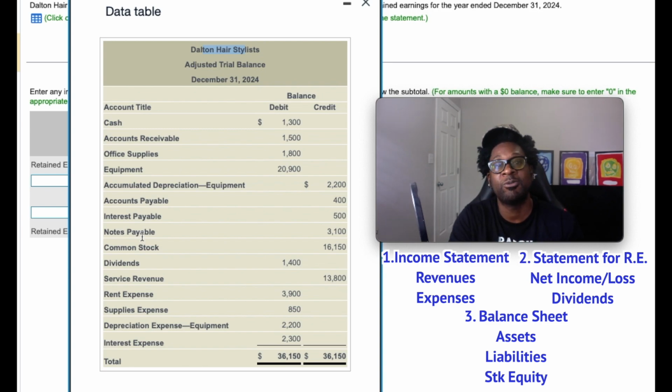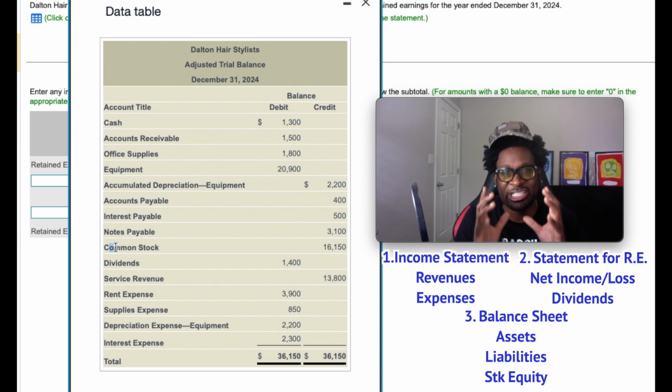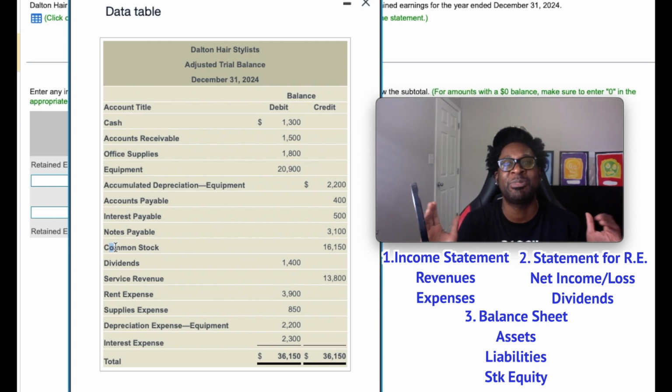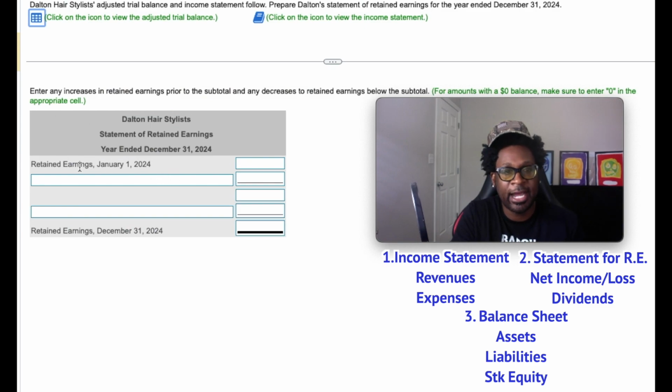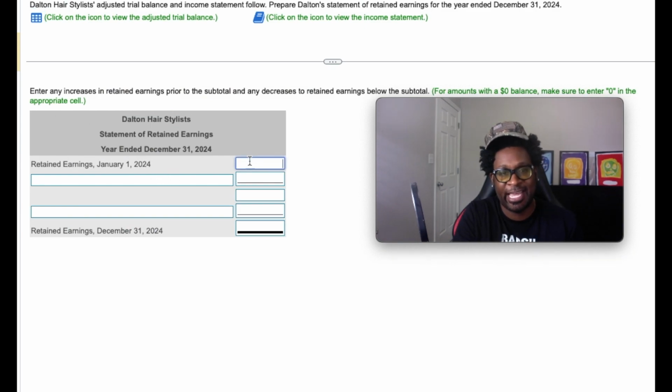Then we have our stockholders' equity accounts. Now, we only see on this particular trial balance that there's common stock. There's no retained earnings account. So you know what that tells us, gang? That tells us that this particular company just started this period. Why? Because there's no retained earnings balance carried over from the beginning. So we know based on that our retained earnings for January 1st has to be zero, gang, because we didn't have any amount on the adjusted trial balance.